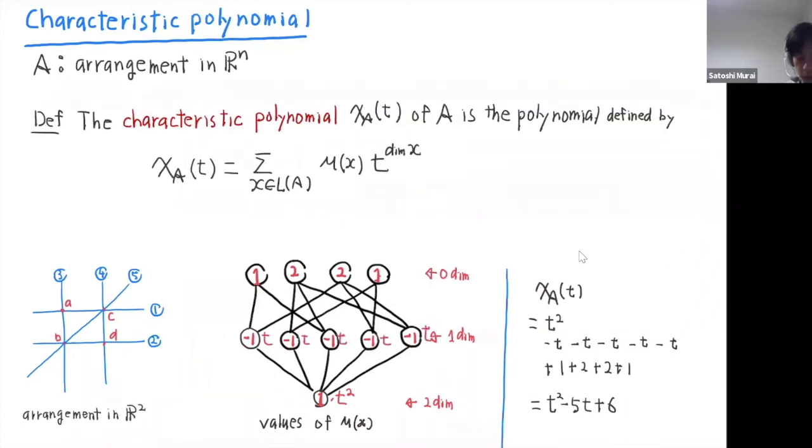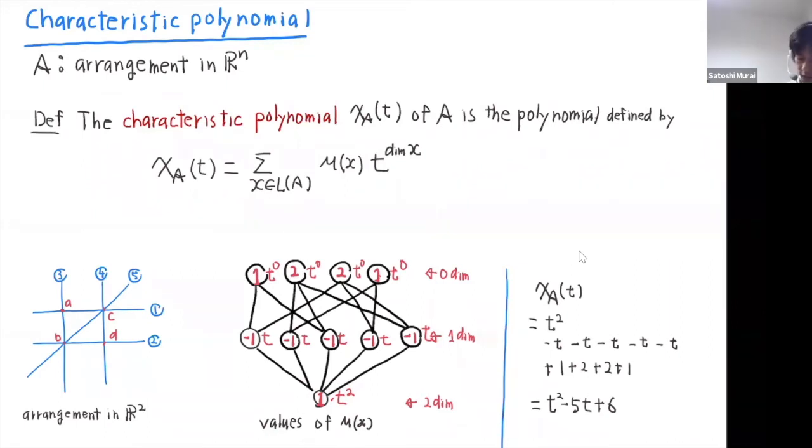And for the points, which is a zero-dimensional affine space, we put t to the 0. Maybe I should write t to the 0, which is just equal to 1, but just in case, it's easier to understand if I write it. And so I just put t to the dimension into each element.